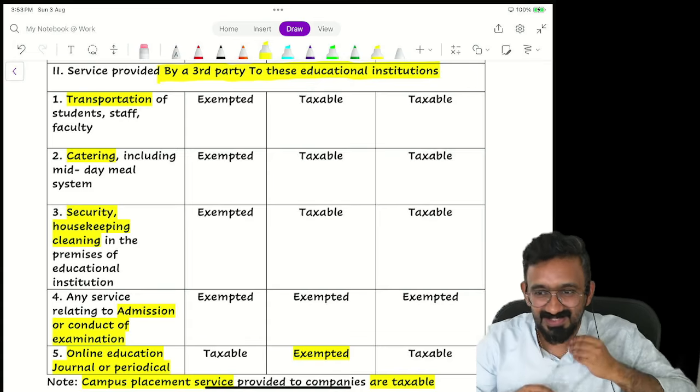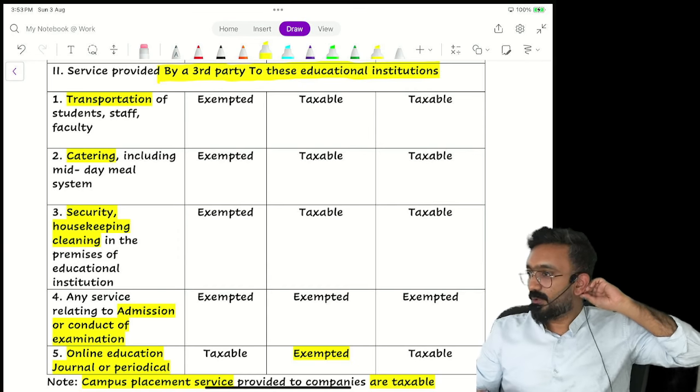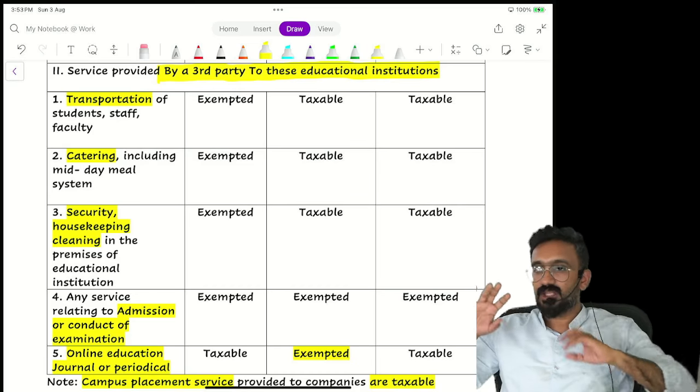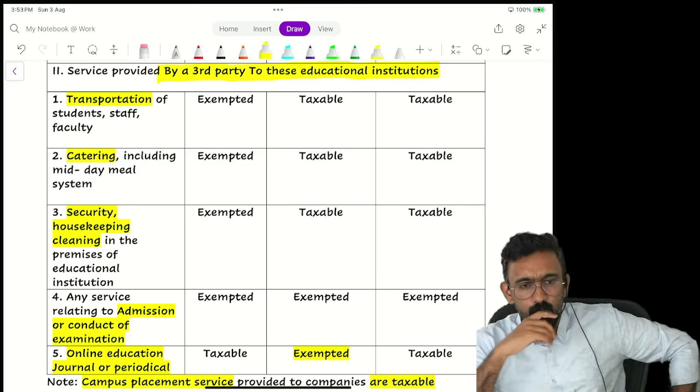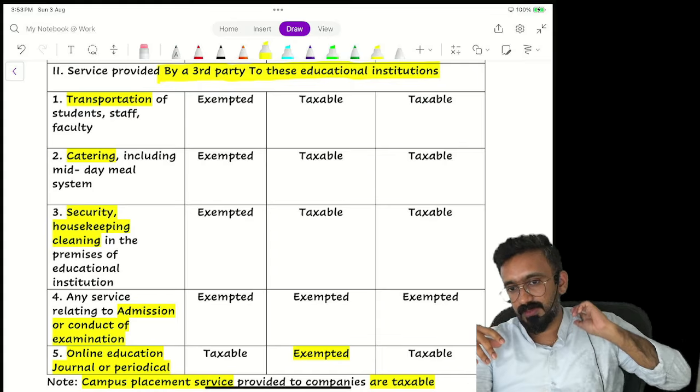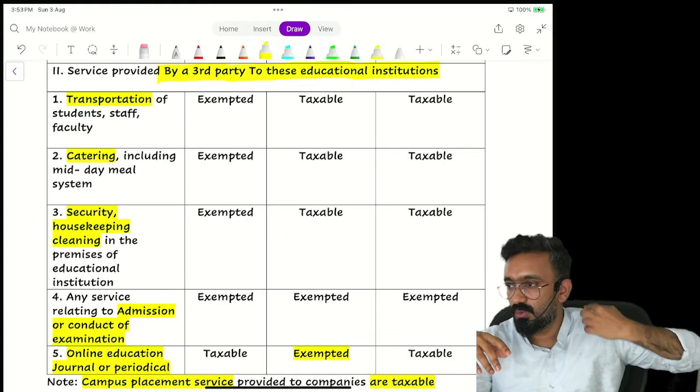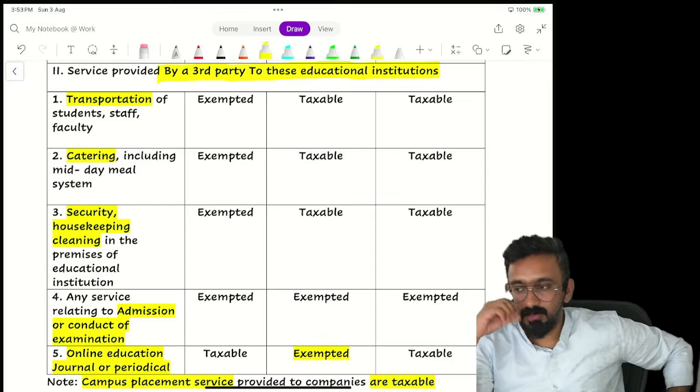Alright, so the point is very simple. They're saying that any third party providing these services, would it be exempted if it's provided to all kinds of educational institution? No. They said the first three should be provided to whom?